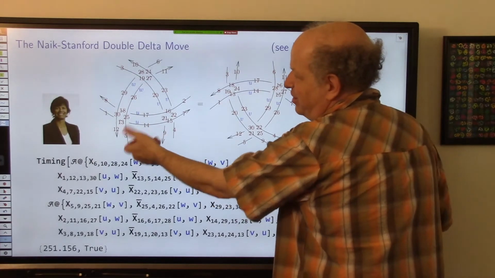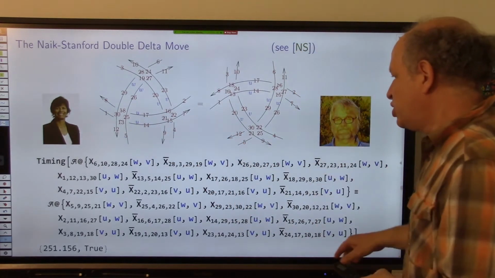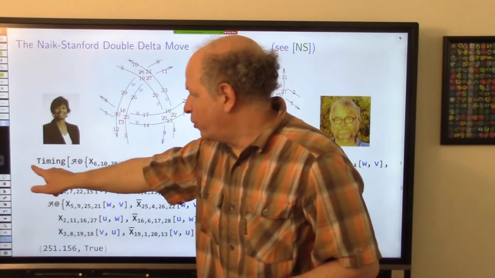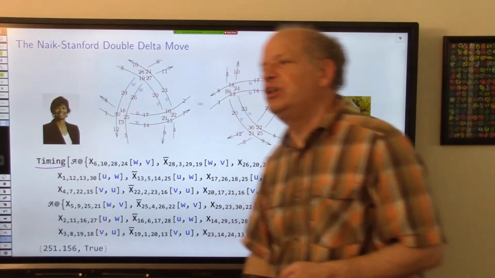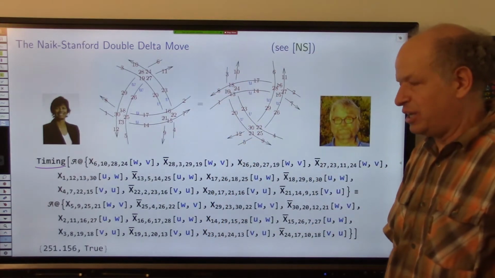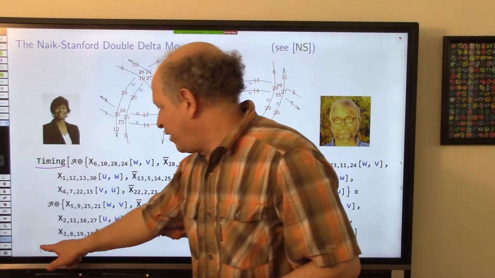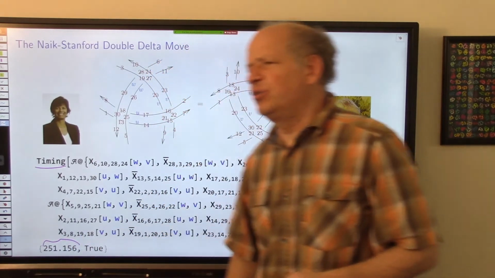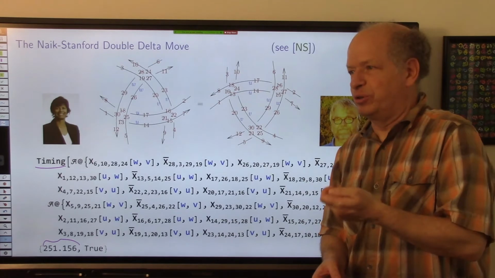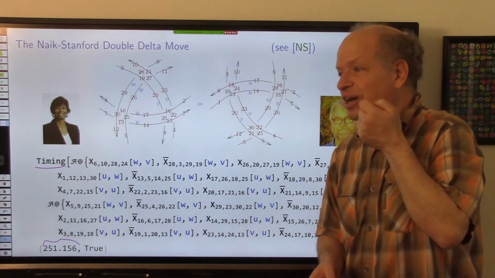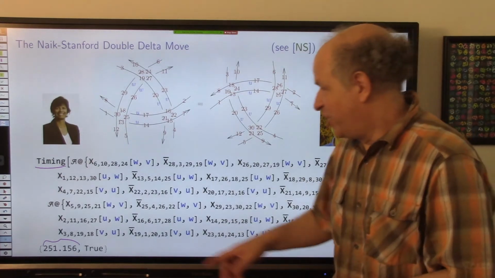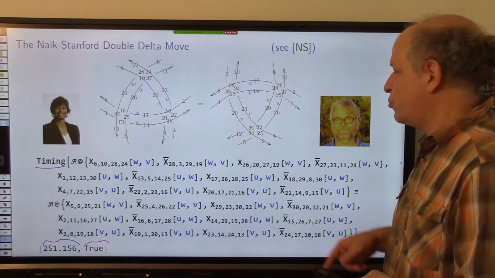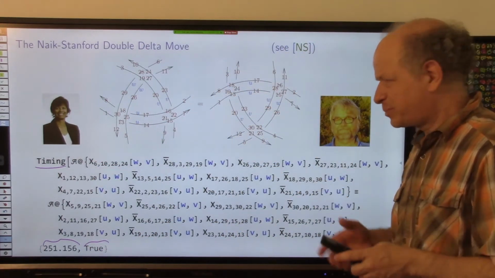And the claim is that this is equal to that. You punch it in, you hit enter, but you also, for a change, ask the computer to tell you how long the computation takes. And you find after 251 seconds, and 251 seconds in computer time is eternity, it took a long time, that the Naik-Stanford relation holds.